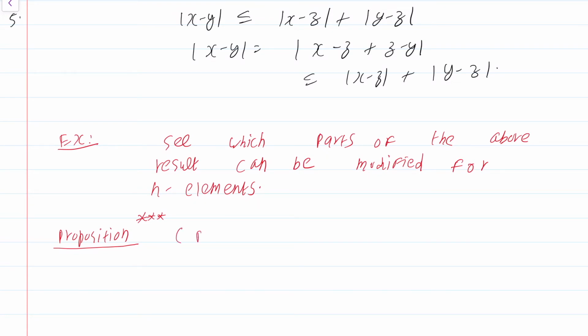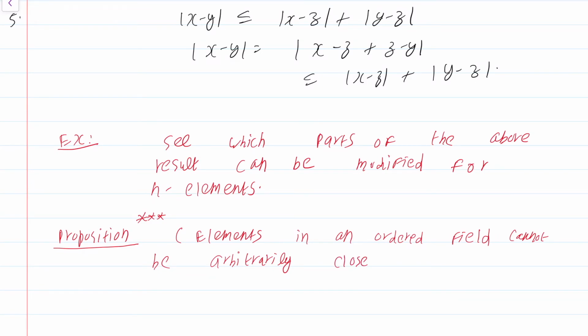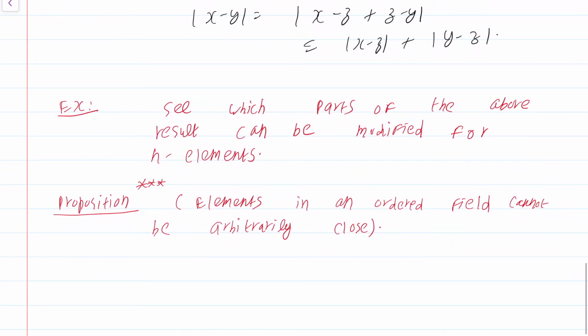Elements in an ordered field cannot be arbitrarily close. What this proposition says is rather simple. Let F be an ordered field.